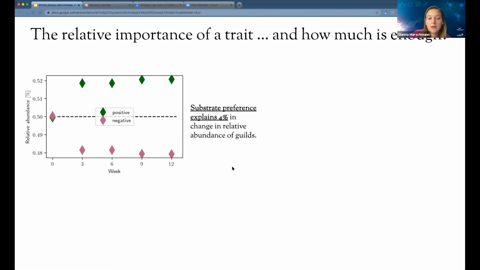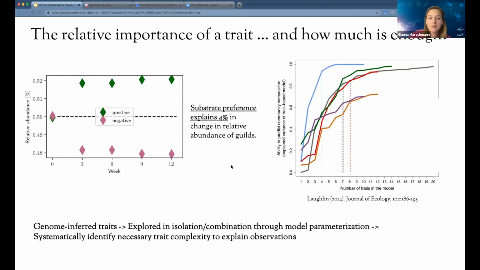So moving forward, we'll have to include more traits in order to explain the relative fitness of these organisms, and can maybe once again look to the plant community where the explained variance of trait-based models saturate at 7 to 8 different traits that are represented in these types of models.